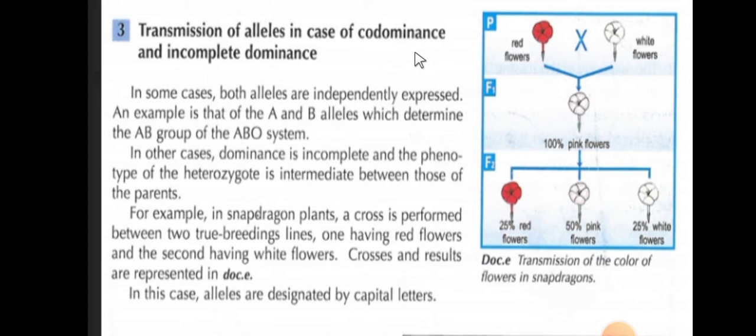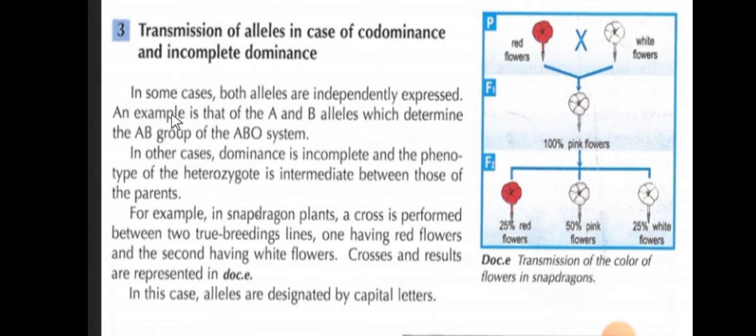Transmission of alleles in case of codominance. In some cases, both alleles are independently expressed. In the previous lecture, we said that one allele is dominant over another allele that is recessive. But here both alleles, the red and white, are expressed. Expressed means it appears in the phenotype. So a red flower crossed with a white flower gives 100% pink flowers in the F1 generation.